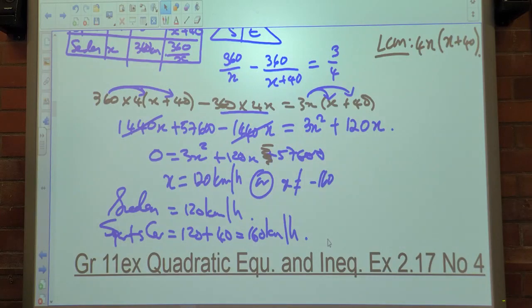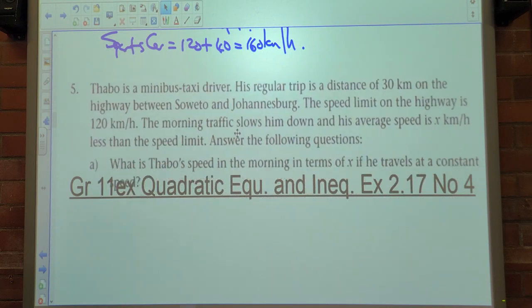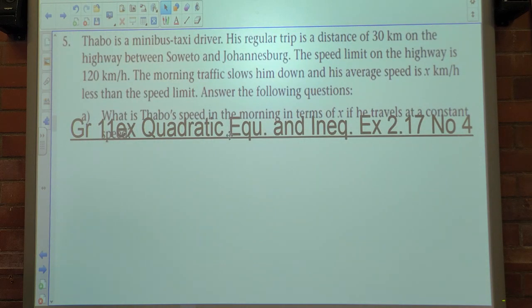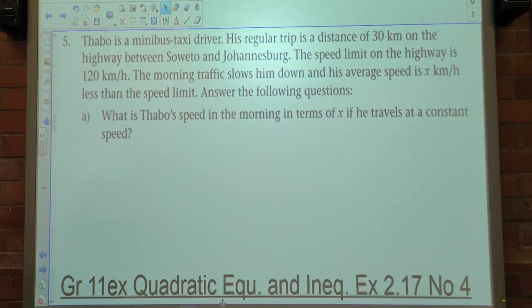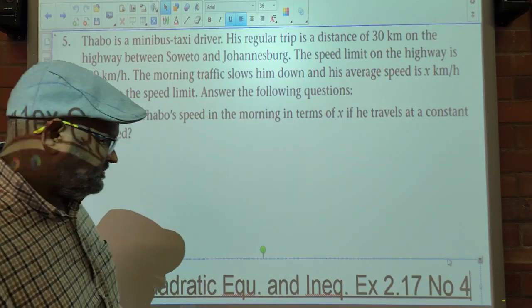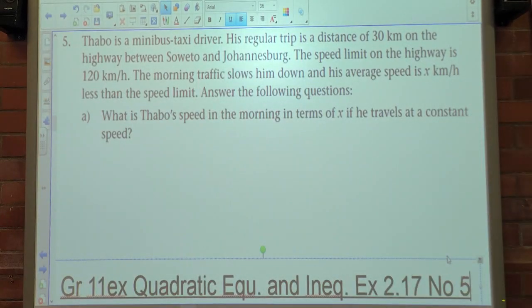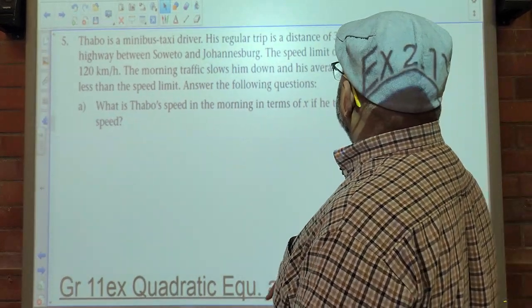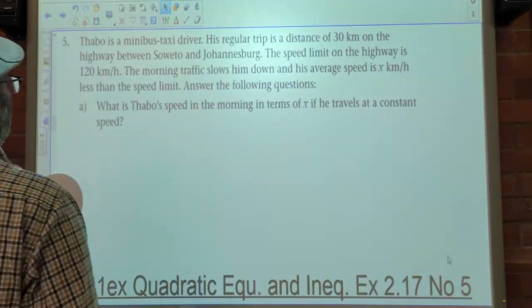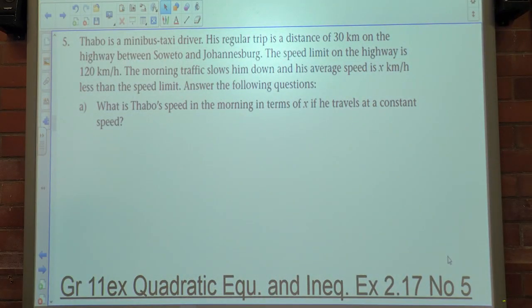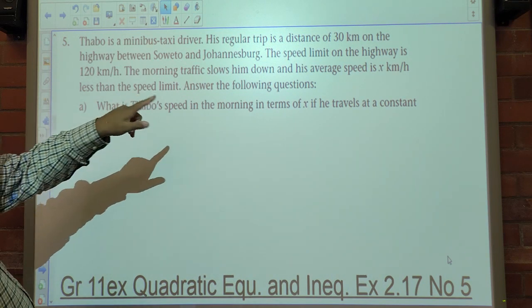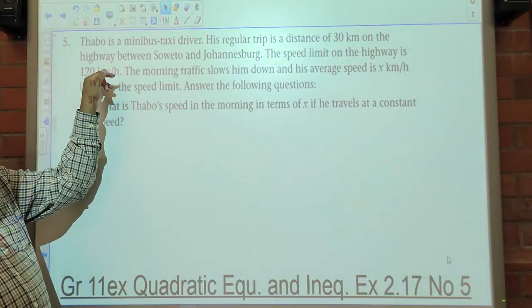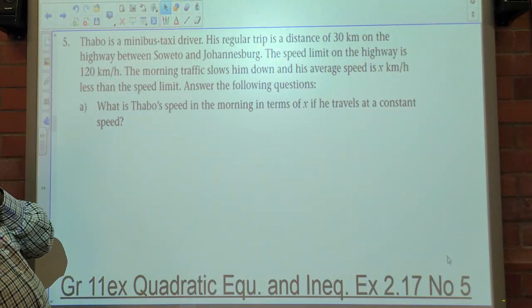Let's look at number 5, which is the last one for this video. Number 5. Tabo is a minibus taxi driver. His regular trip is a distance of 30 kilometers on the highway between Soweto and Johannesburg. The speed limit on the highway is 120 kilometers per hour. Did they say that he's doing that speed? No. The speed limit of the road is 120.